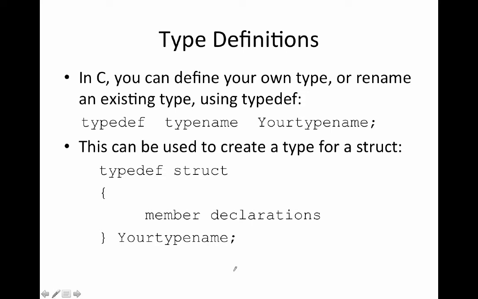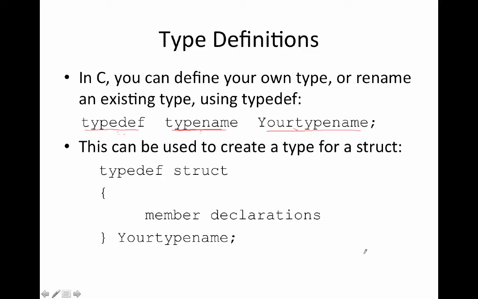Now in C, you can define your own type, or you can rename an existing type using typedef. So the way it works is you have typedef, and then the existing type, whatever that is, and then your type name, whatever you want to call it. So for example, let's say you don't like the built-in name int. So you could say typedef int, and then whatever you want to call it instead. Maybe you want to call it integer instead. So typedef int integer. So then what you have is another type that you've just created called integer that you can then use to declare variables.